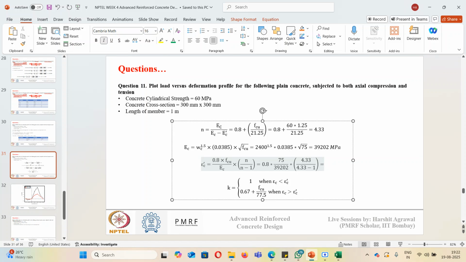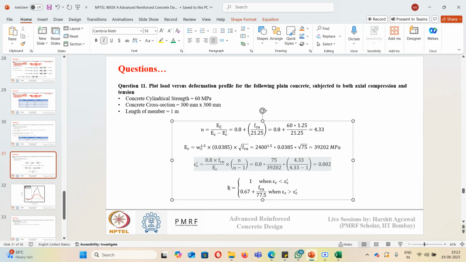Okay, and this epsilon c dash will come out to be roughly equal to 0.002. So almost the same as what we get for a concrete having strength lower than 40 MPa. So we have seen that that strain value doesn't change much. We have seen in the previous question, it was coming out to be 0.00195. So here it is coming out to be 0.002. Okay, so this is the peak strain.